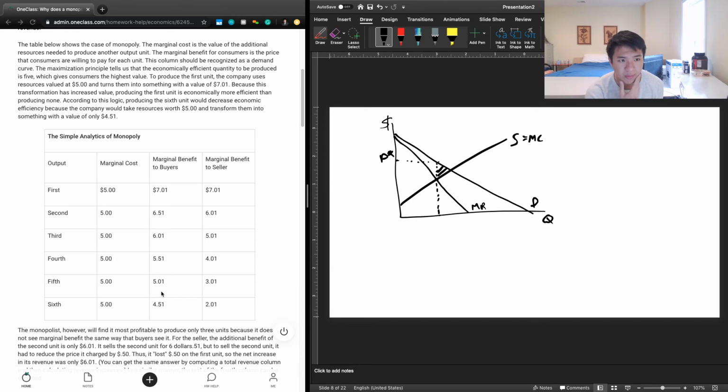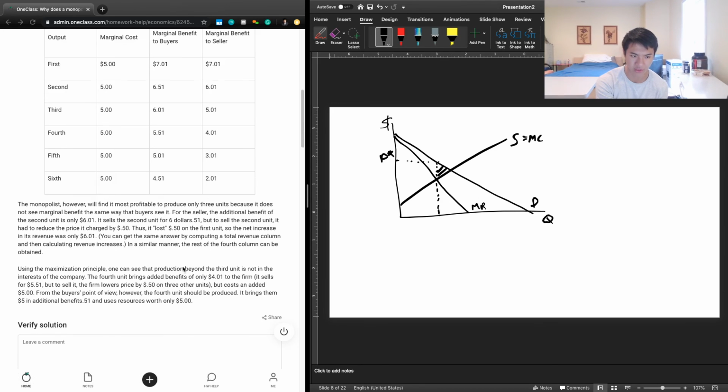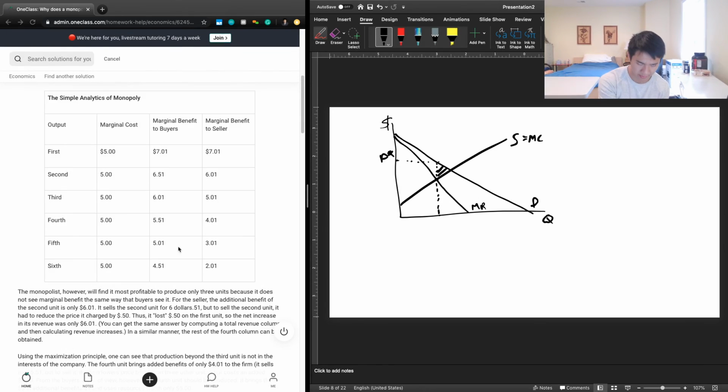To produce the first unit, the company uses resources valued at $5 and turns it into something valued at 7. Because the transformation has increased value, producing the first unit is economically more efficient than producing none. According to this logic, producing the 6th unit would decrease economic efficiency, because the company would take resources worth $5 and transform them into something with value of only $4.50. So that's correct. So you would never go to the 6th unit for sure. And this assumes perfect competition.